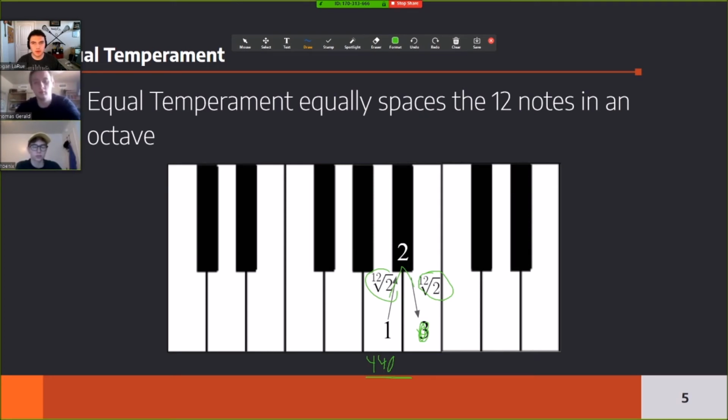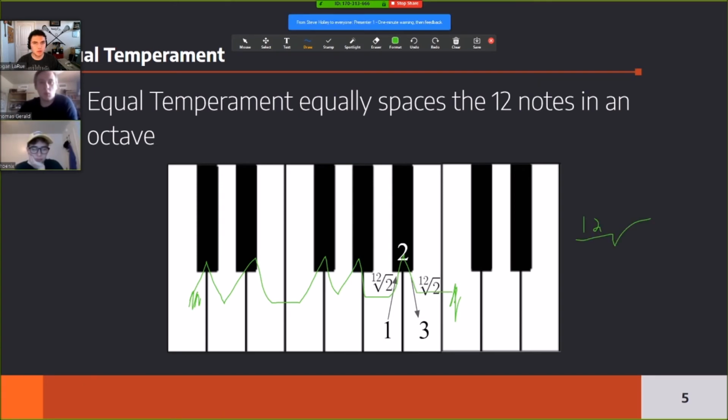And then you can do this all around. So if we have C, and we know the frequency of C right here, and we want to find the octave above it, we count the half steps all the way up, which is going to be 12, and then that would mean the 12th root of 2, 12 times, which is just 2. So the octave is always exactly double the frequency of the initial pitch.